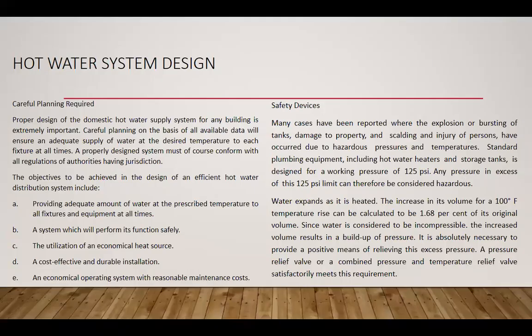Water expands as it is heated. The increase in its volume for 100 Fahrenheit temperature rise can be calculated to be 1.68% of its original volume. Since water is considered to be incompressible, the increased volume results in a build-up pressure. It is absolutely necessary to provide a positive means of relieving this excess pressure. A pressure relief valve or combined pressure temperature relief valve satisfactorily meets these requirements. Yan ang safety device niya. Every hot water, meron niya.